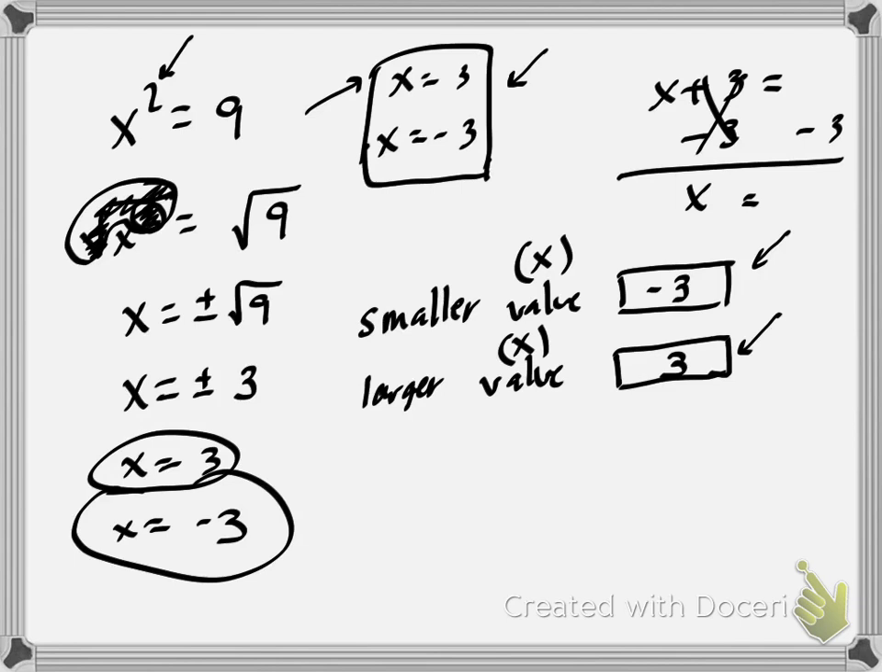Okay, so let's talk about a few more examples here. Let's go with something like 3x squared equals 48.